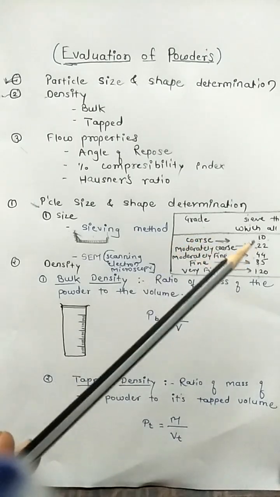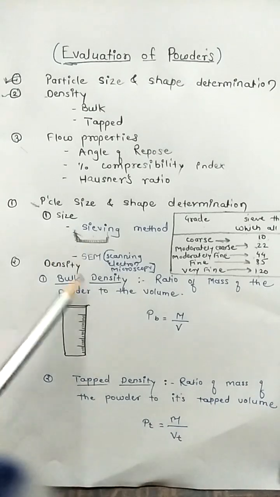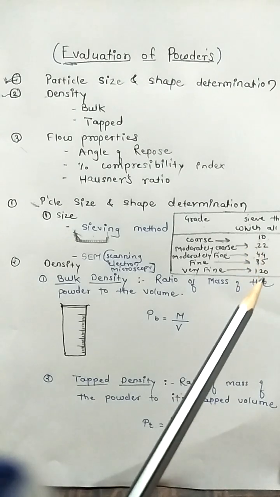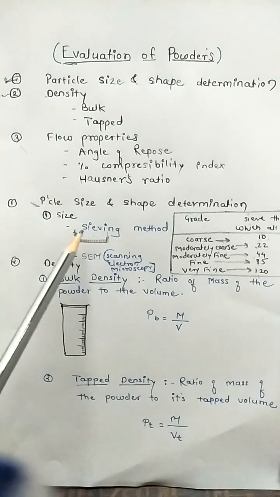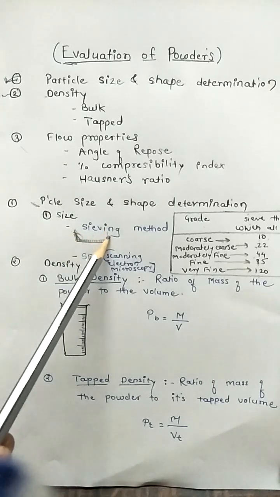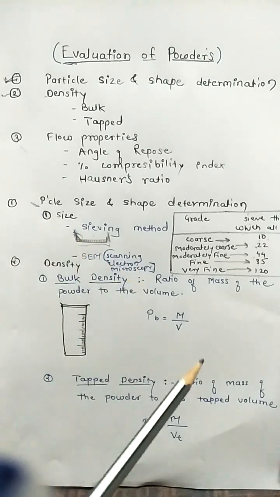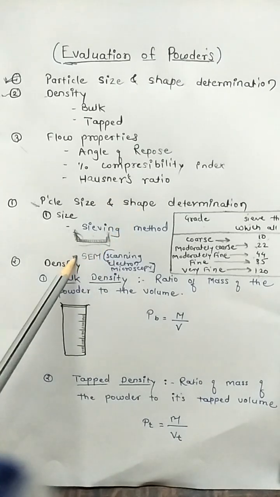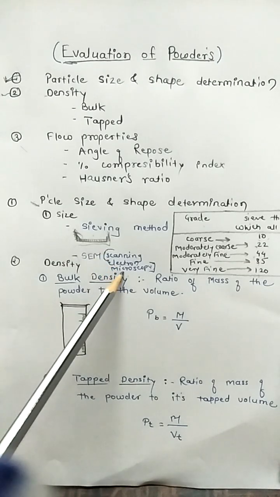By using these different sieve sizes we can find out the particle size. These numbers depend on the mesh size of the particular sieve. This sieving method is the most convenient method for the determination of the particle size of a powder. For shape determination, SEM, scanning electron microscopy, is used. By using scanning electron microscopy, we can find out the shape of a particular powder.